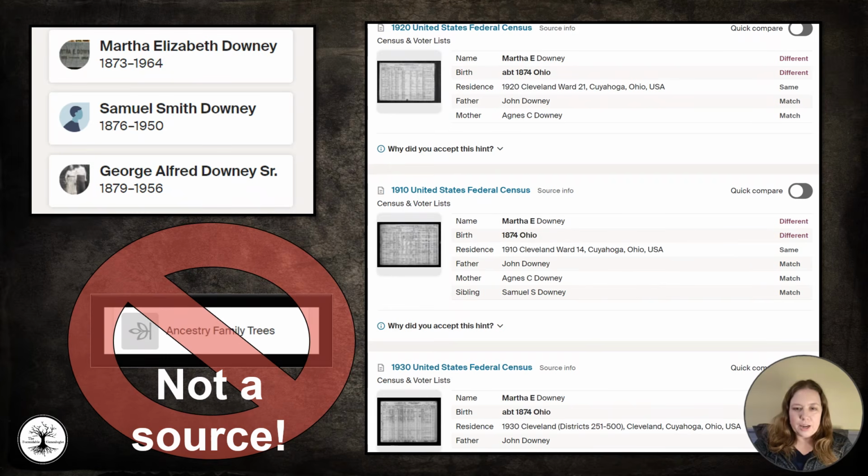And the first thing I noticed was that the client had not filled in census records or many records at all for the children of the person she's researching.